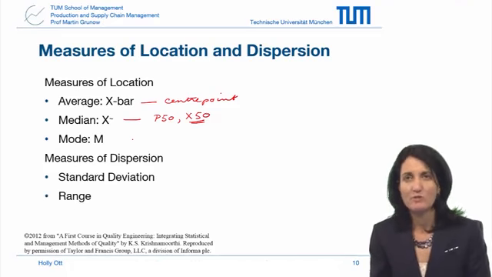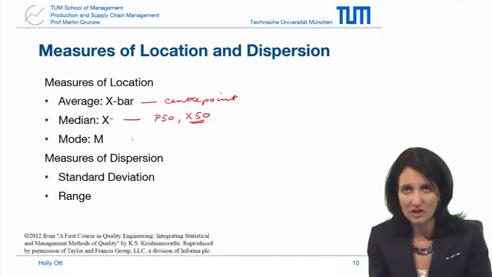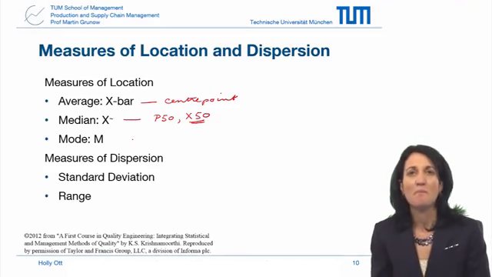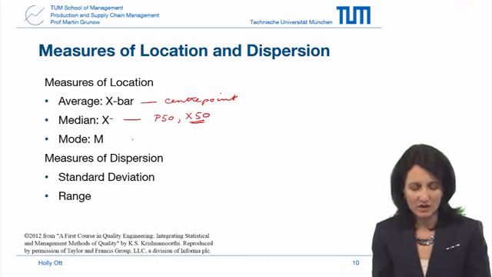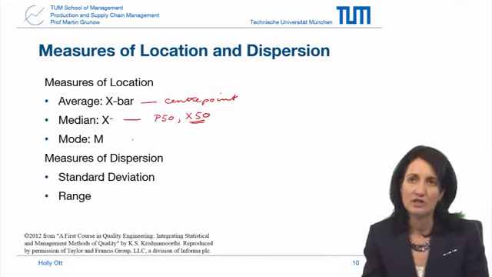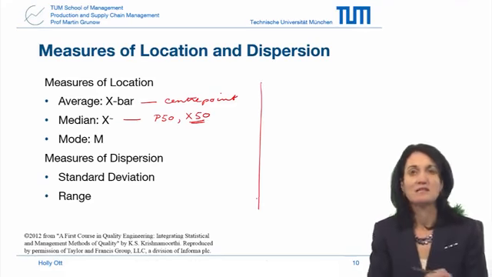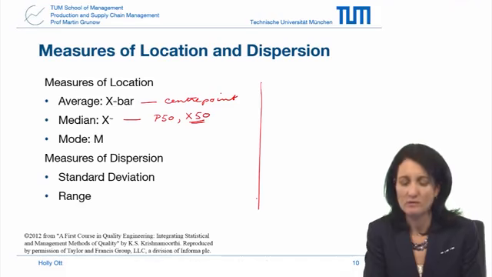To measure dispersion, we've already talked about standard deviation. This is the variability about the center point, about the average. The range is the difference between the largest and the smallest value. So these we've definitely seen before, and we'll of course use them again. This completes then the descriptive statistics that we'll be using in this course.